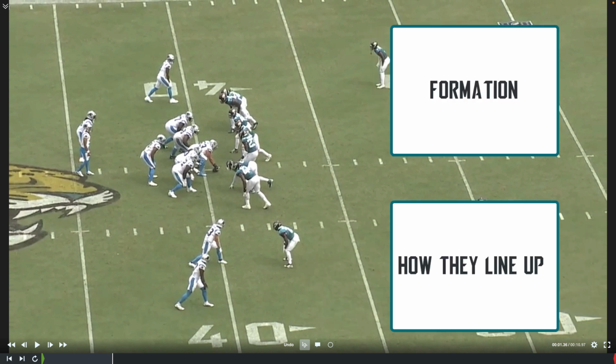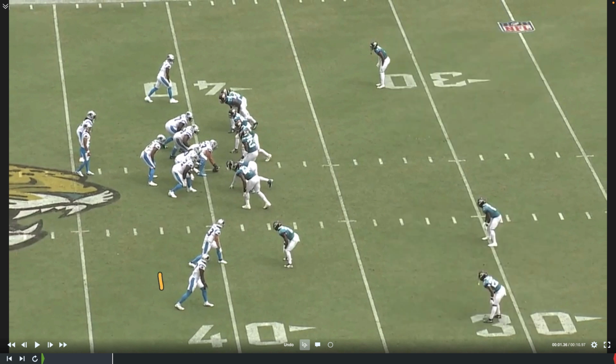Next, we want to look at the formation. How are they lined up? In this particular example, I would call this a 2-by-1 formation. So that means we have 1, 2 eligible receivers on one side of the formation, and we only have 1 on the other side of the formation, right? So it's a 2-by-1 formation.